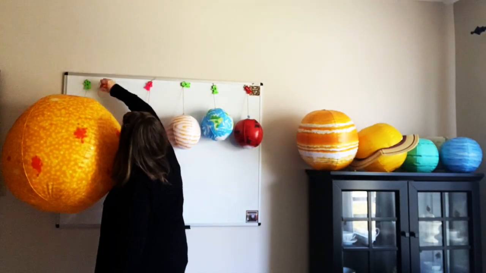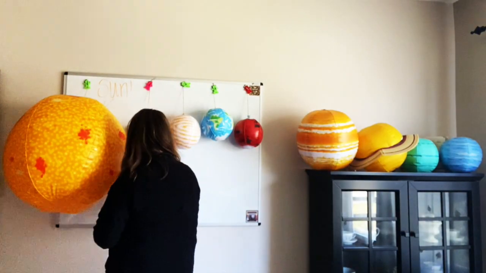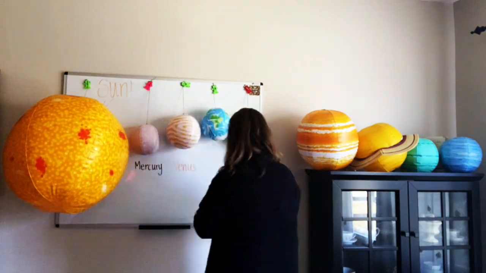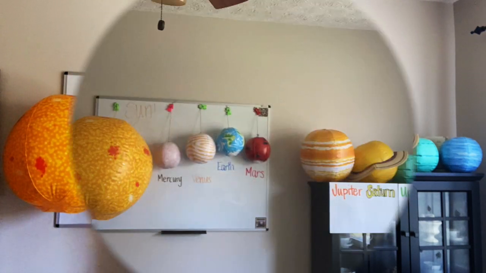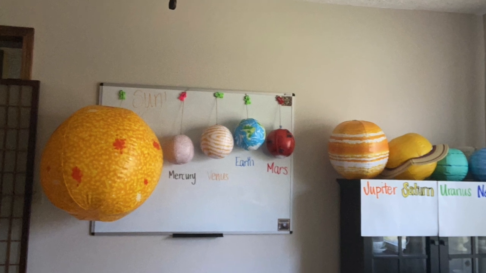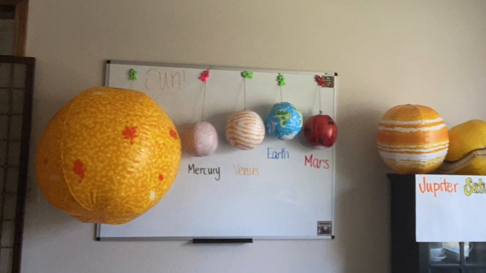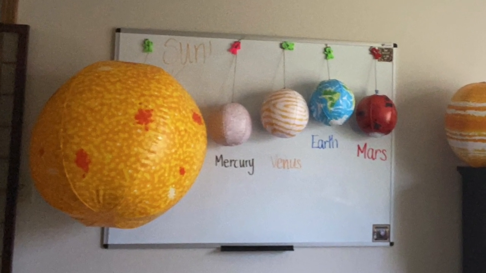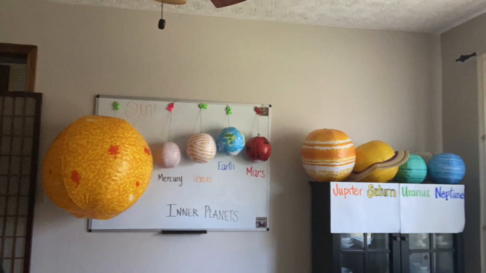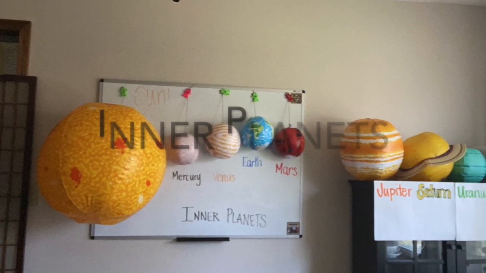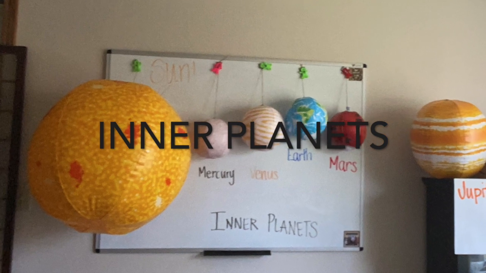Here's my model of the solar system. I can see the Sun and our 8 planets. Let's go ahead and label them. We're looking at the first planets from the Sun. I can see Mercury, Venus, Earth, and Mars. We call those first 4 planets closest to the Sun the inner planets.